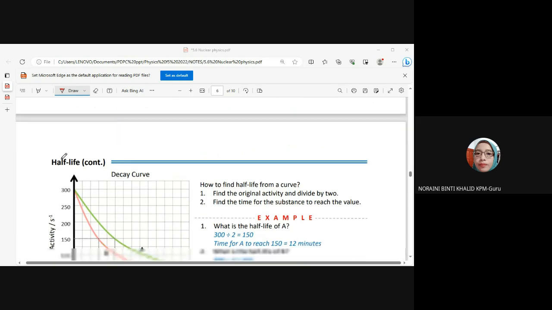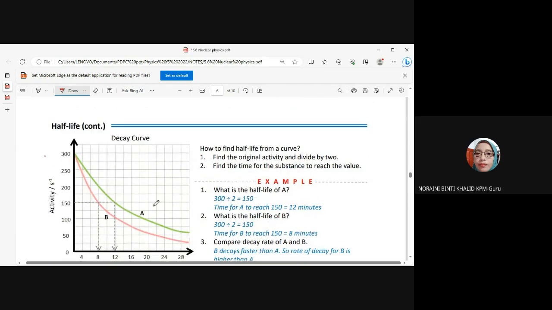Okay, half-life continued. Now, decay curve. As I mentioned just now, the decay process is random and spontaneous, unpredictable. So the amount of activity reduced with half-life is actually an exponential graph. The curve is shaped like this, exponential. Because it is unpredictable and random, we cannot know when. So we can use probability techniques to get this decay curve.